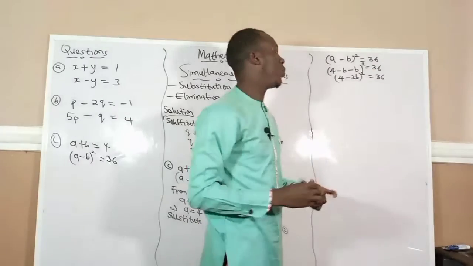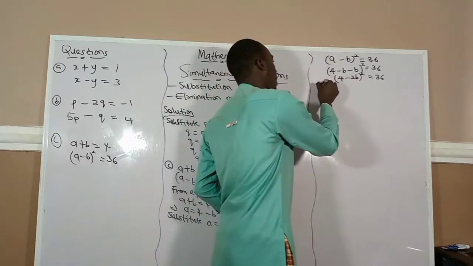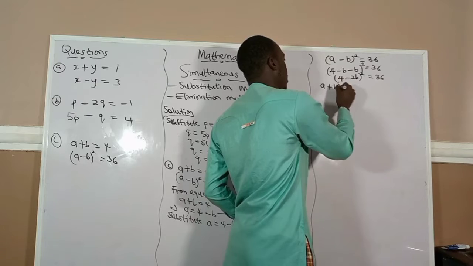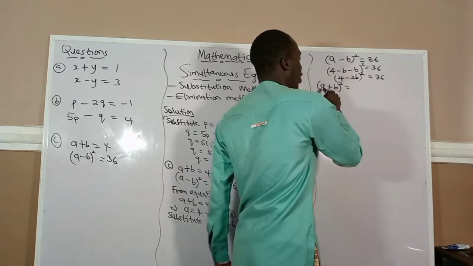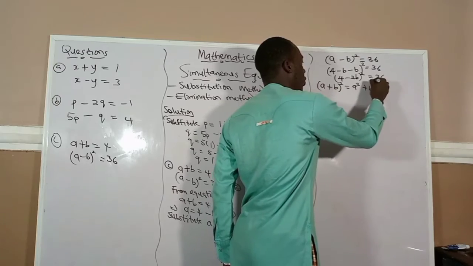Now, how do you expand? Let me teach you a simpler way of expanding. Once you have a plus b all squared, what do you do? You pick the first one and you square it, pick the other number and you square it.